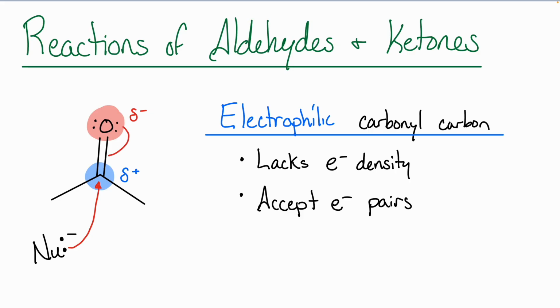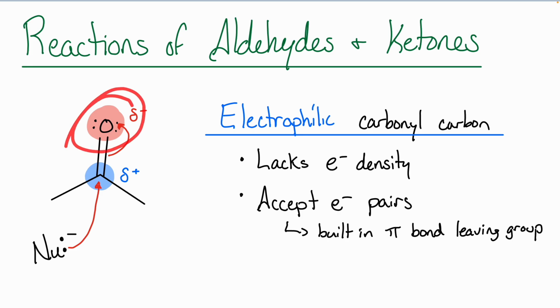This pair of electrons jumps up onto our oxygen, playing the role of a leaving group, right? Our electrophiles have to have polar bonds, but they also have to have a leaving group, so they can actually accept electrons. So this can accept pairs of electrons because it's got that built-in pi bond leaving group. That more electronegative oxygen is more than happy to accept that pair of electrons. And so this carbonyl carbon can get attacked without ever breaking its octet, right?